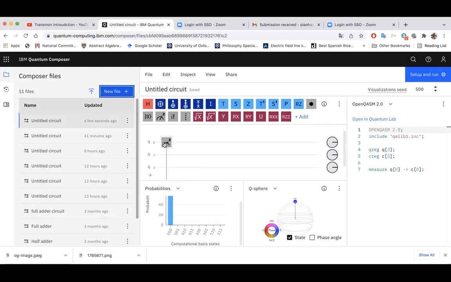Now let's delete this measurement and put down this Hadamard gate, H gate in short, beside our qubit. Okay, what this gate does is it scrambles our qubit. Now it is neither 0 nor 1. It is a superposition of both, as you can see down below. Here, it can be either 0 or 1. Let's measure it. So we put down the measurement unit.